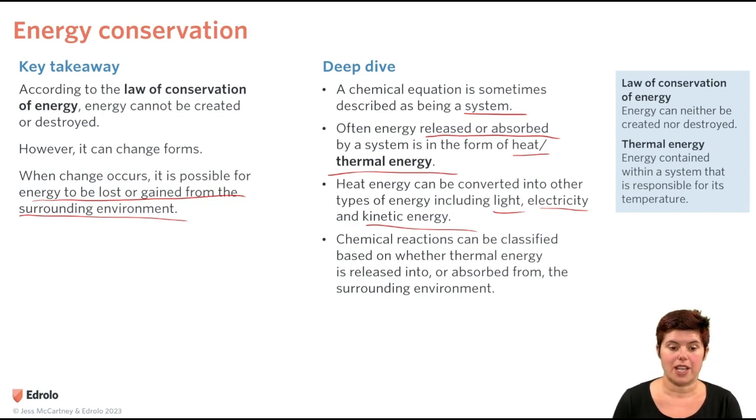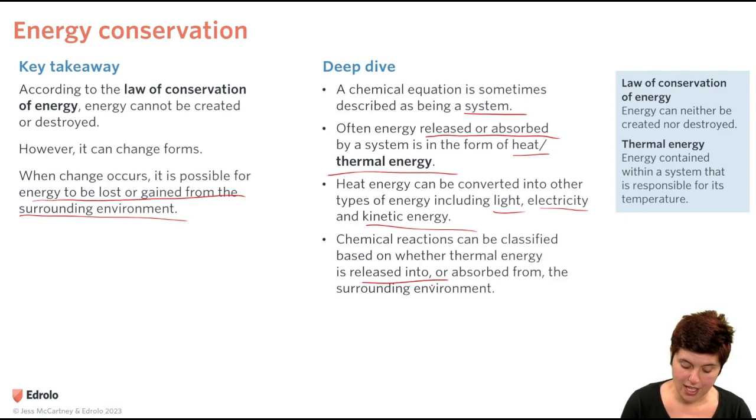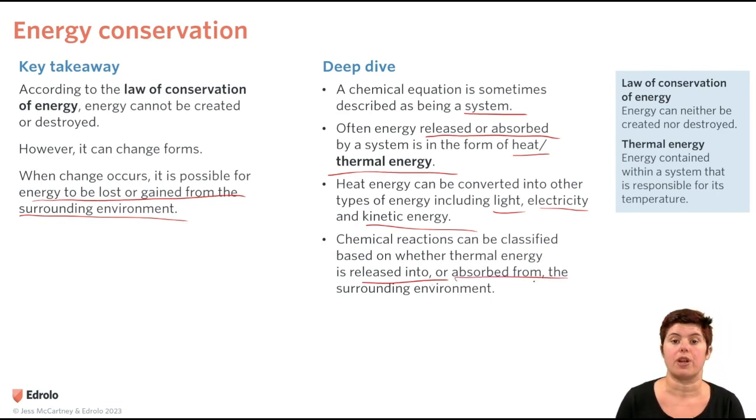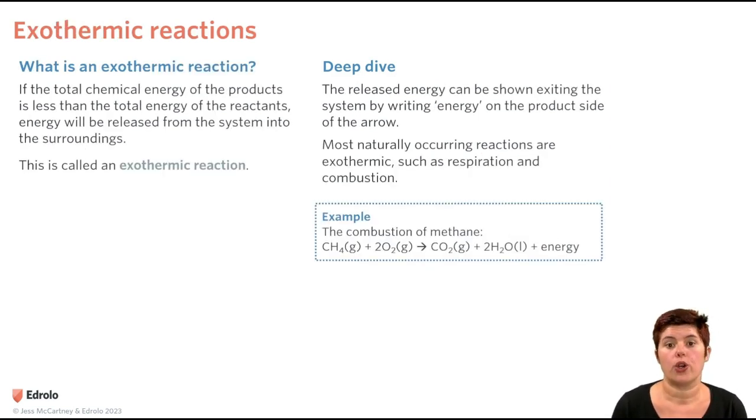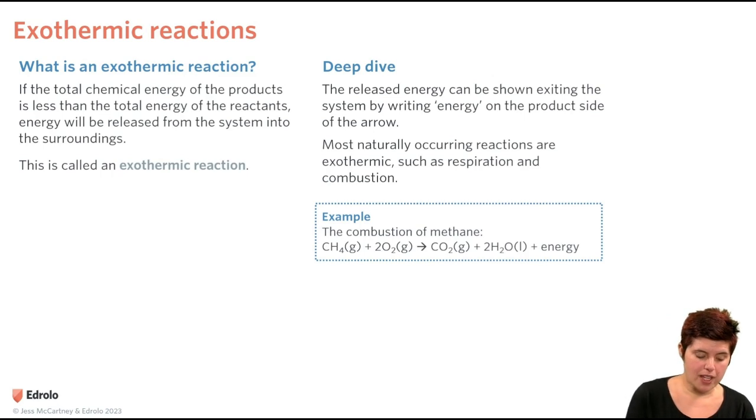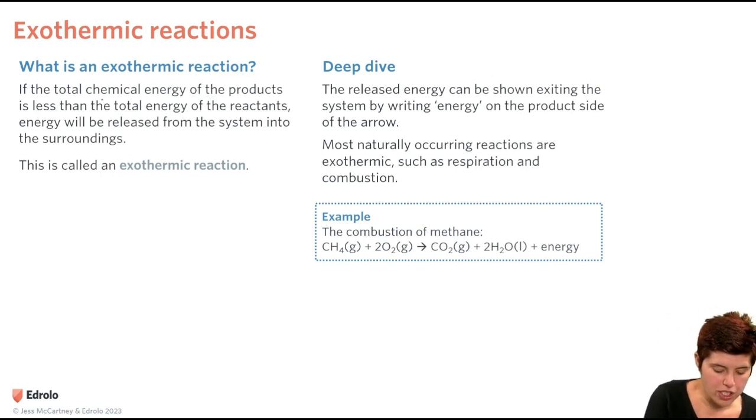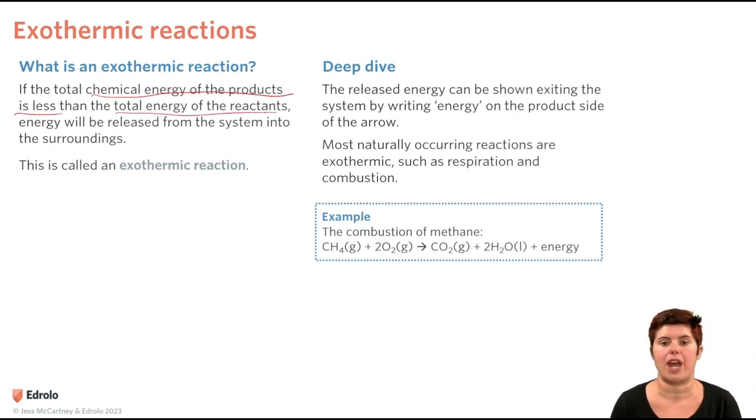Chemical reactions can be classified based on the thermal energy that's released into or absorbed from the surrounding environment, so whether the substance or the reaction is getting hot or cold. You've probably already heard the term exothermic reaction before, but what does this mean? Let's have a little refresher. In an exothermic reaction, the total chemical energy of the products is less than the total energy of the reactants.